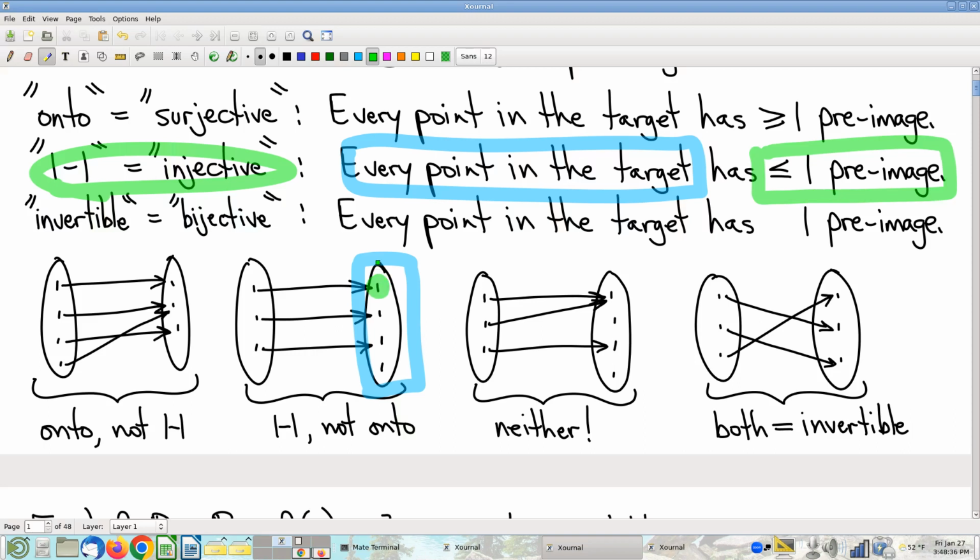This point here has one pre-image. 1 is at most 1. Cool. This point here has one pre-image. Again, fine. This point has 1, which is at most 1. And this point here has 0 pre-images, which indeed is at most 1. It is no more than 1. So victory. Every point in this target has at most 1 pre-image. And so one-to-one. Yes? How come these definitions use the term target instead of image?